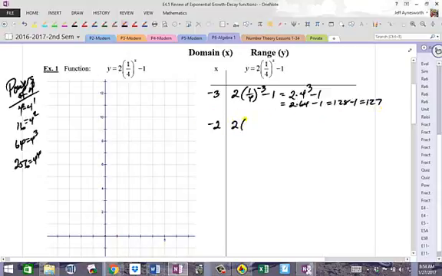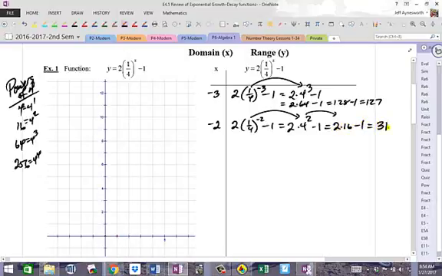Okay, so 2 times 1/4 to the -2 power, minus 1. Always reciprocate first. So it's 2 times the reciprocal of 1/4, which is 4, to the second power, minus 1. That's 16, so you evaluate your exponents first. So 2 times 16 minus 1. 32 minus 1 is 31.